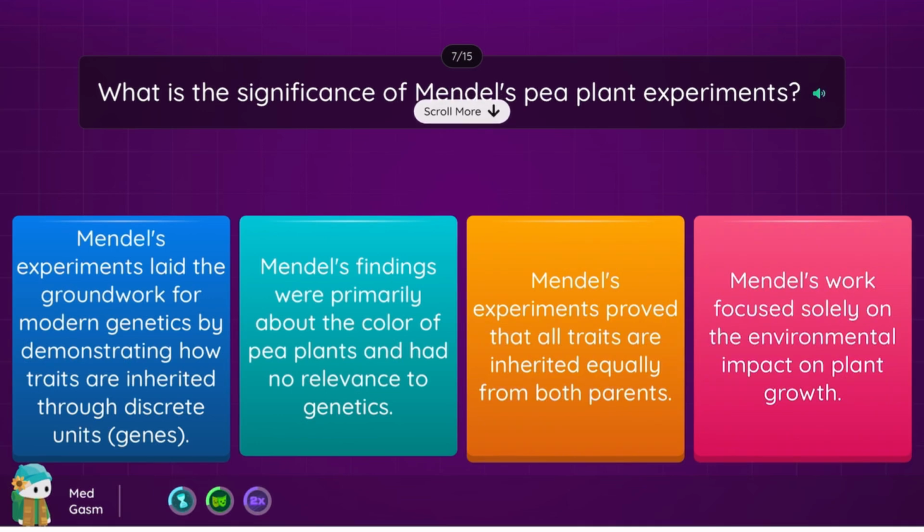Option 3. Mendel's experiments proved that all traits are inherited equally from both parents. Option 4. Mendel's work focused solely on the environmental impact on plant growth.